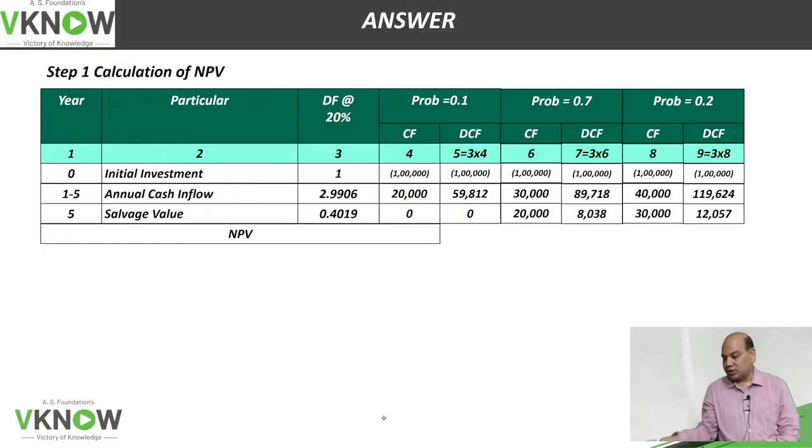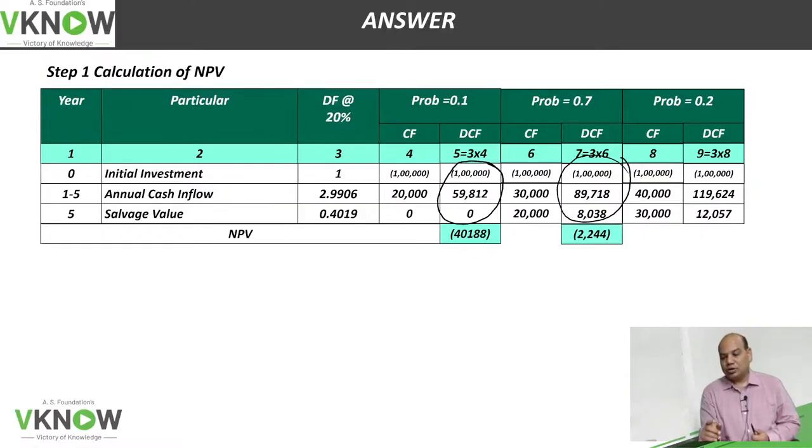Can you tell me NPV in the first case? NPV in the first case, anybody please reply, come on, reply fast. 40188. Next one, come on, negative 2244. Negative 2244, is it right? Last one, come on, answer last one. 31681, positive. These are my three NPVs.